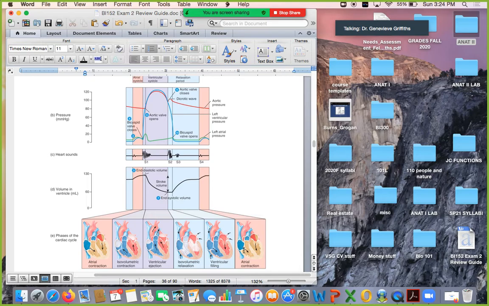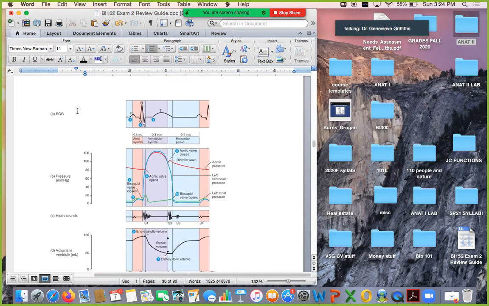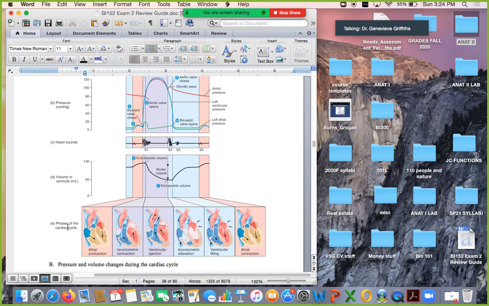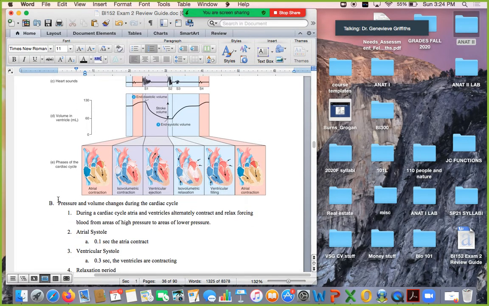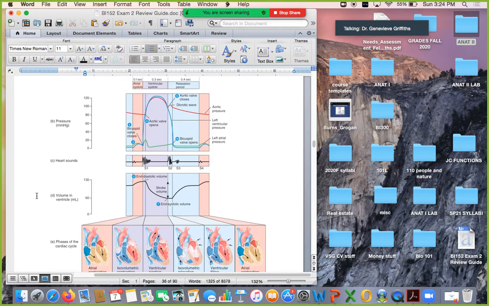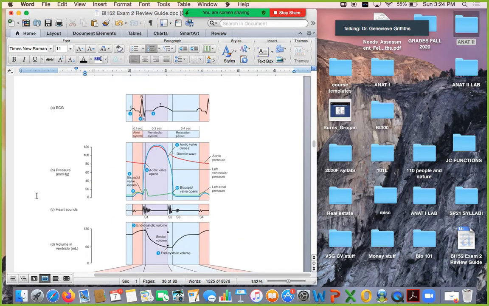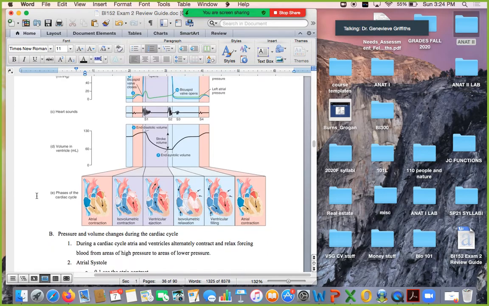again. So this is the overview of the cardiac cycle from multiple different angles, including the ECG, the pressure in the ventricle, the aorta, and the atria, the sounds it makes, and the volumes in the ventricle, as well as the overall phases of the cardiac cycle. So I know there's a lot to take in here. This is something I would go back to the PowerPoint and walk myself through, but anything on that is fair game.